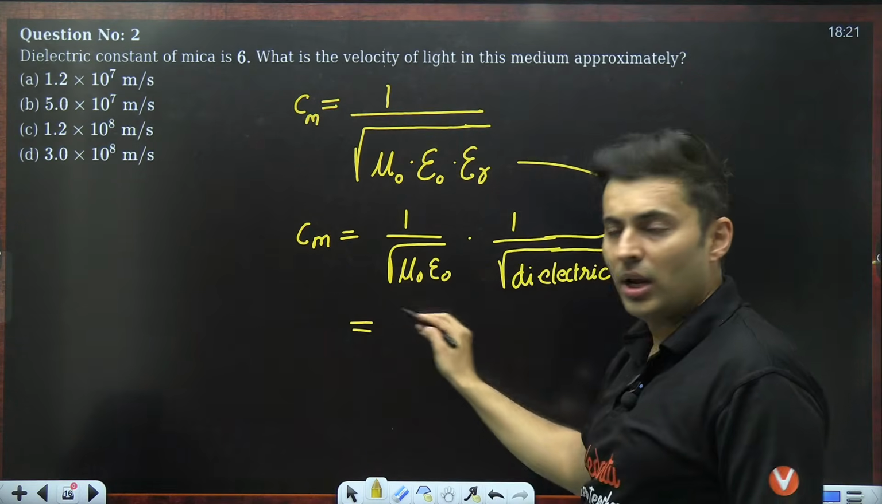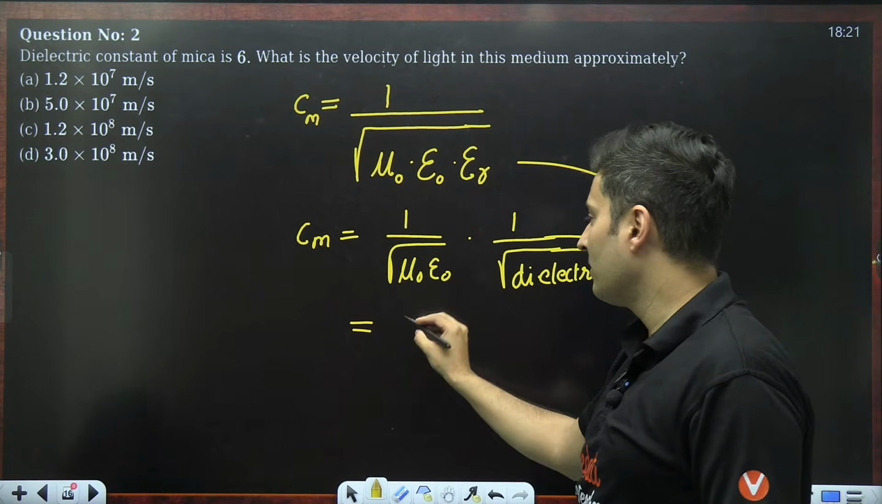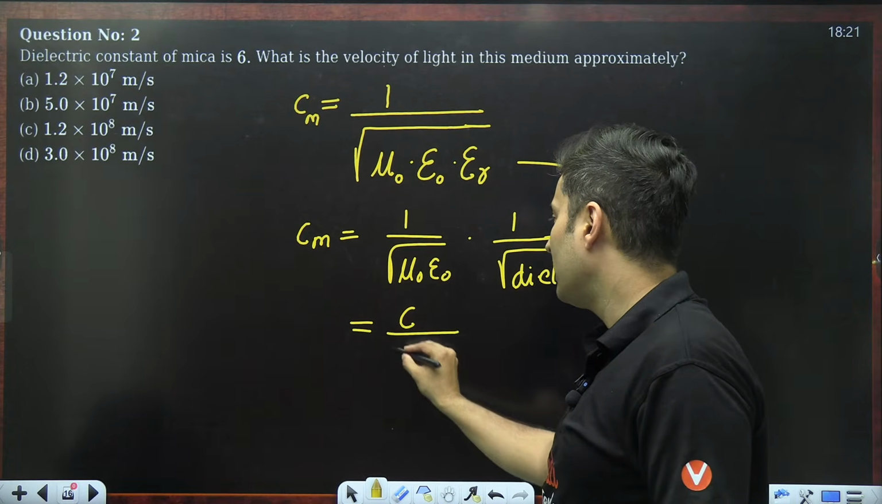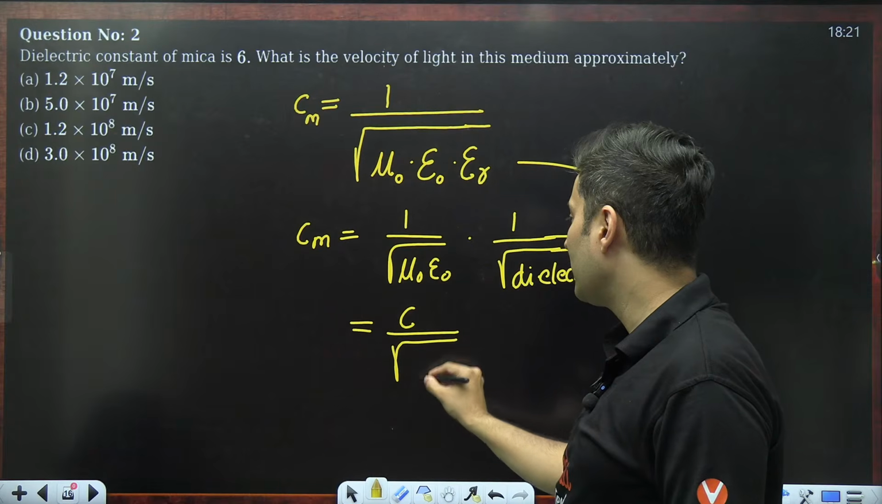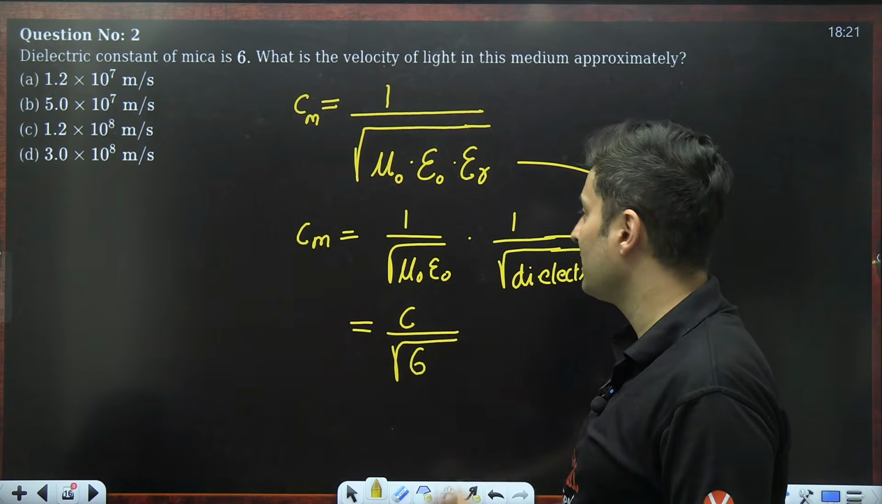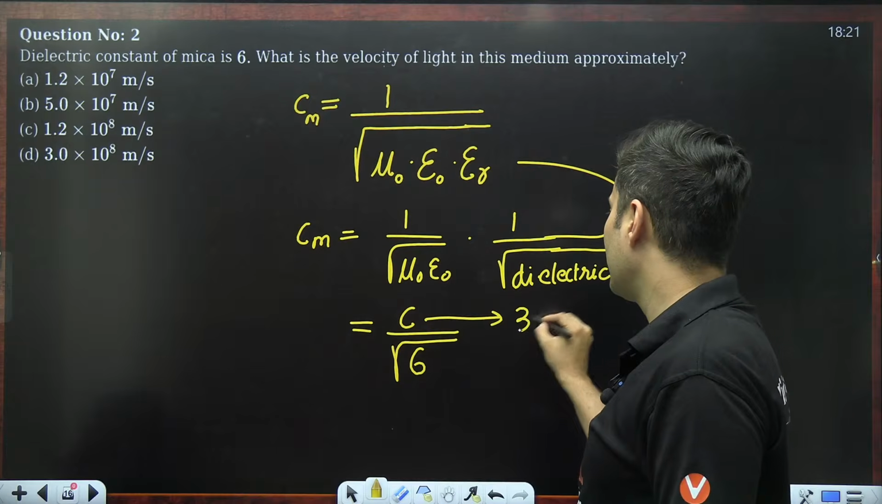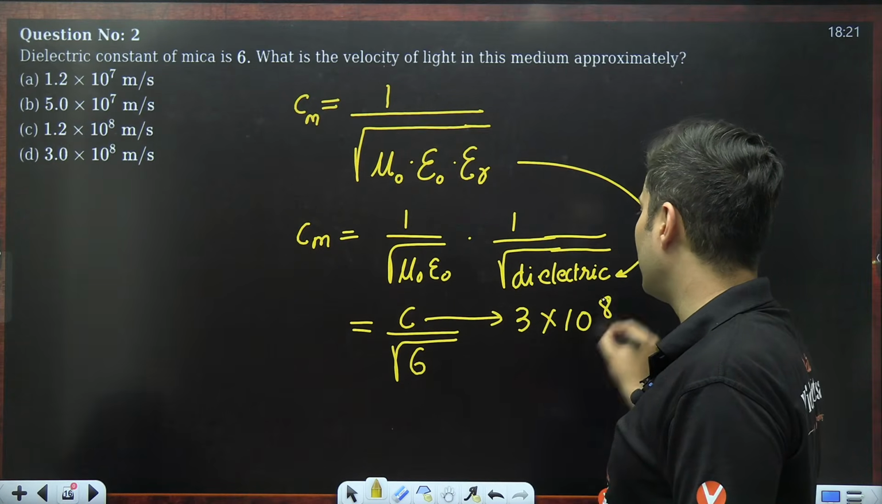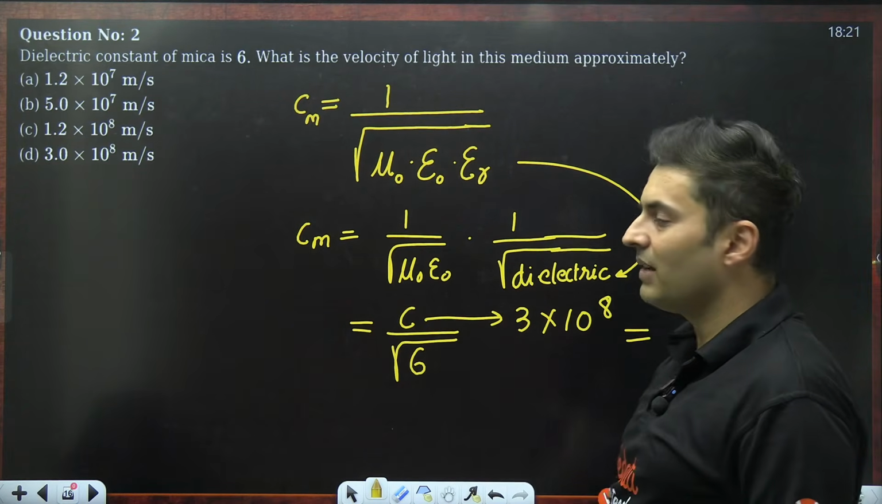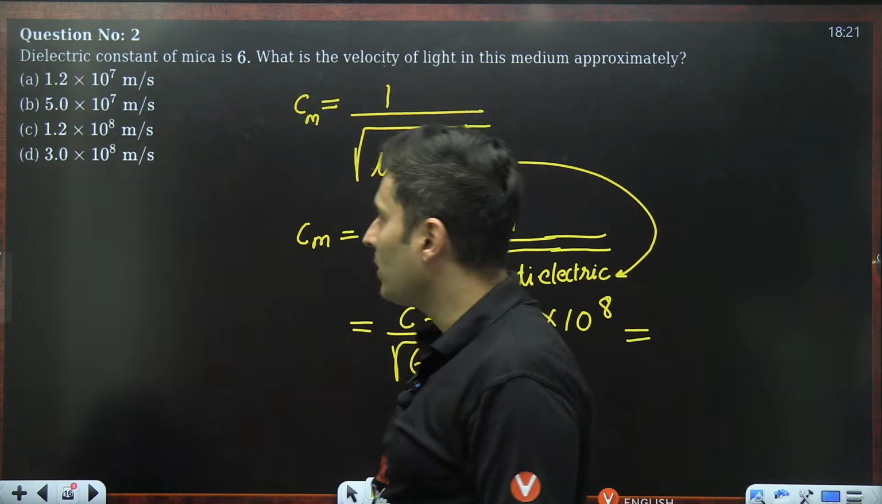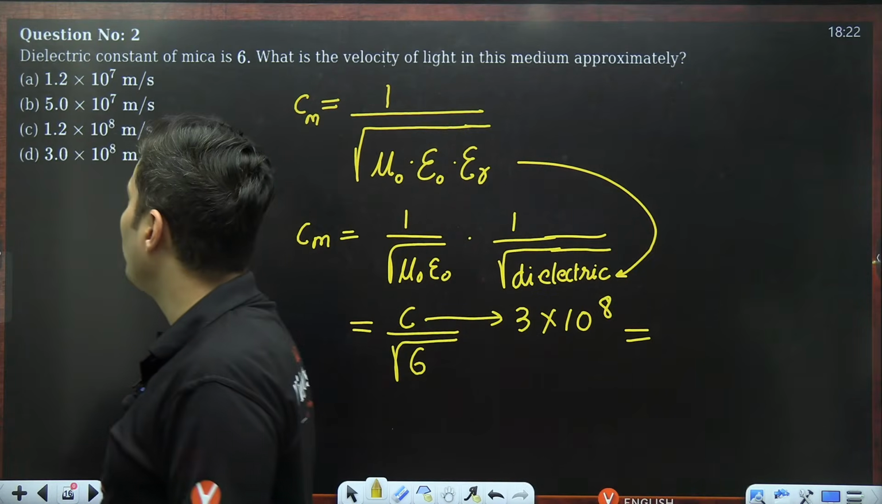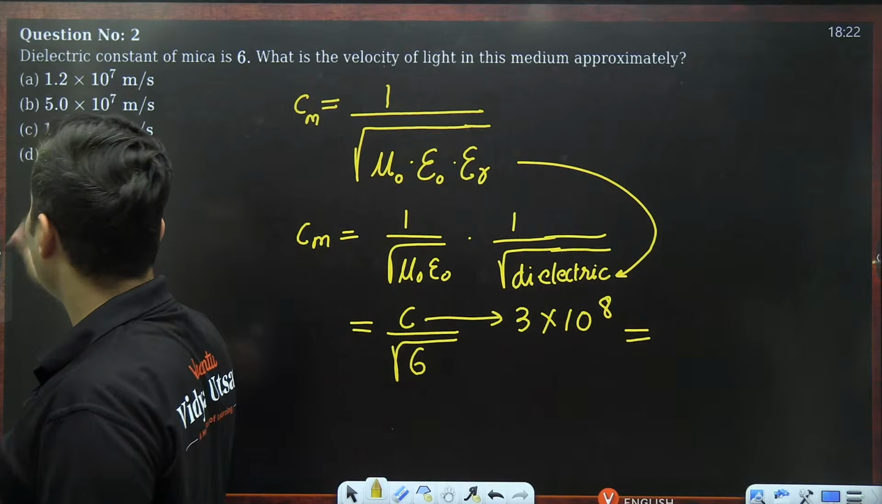This particular term over here is nothing but the speed of light in vacuum, divided by the dielectric constant. The dielectric constant is 6 and the speed of light is 3 into 10 to the power 8. So solving this, 3 divided by root 6, how much are you going to get the answer as? 1.25, 1.2 into 10 to the power 8 or 3, guys?